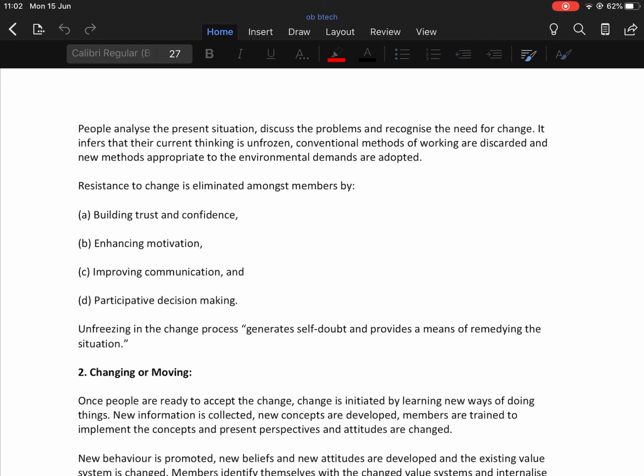Resistance to change is eliminated by the members or managers by building trust and confidence among the employees, by enhancing motivation, by improving communication, by participative decision making.